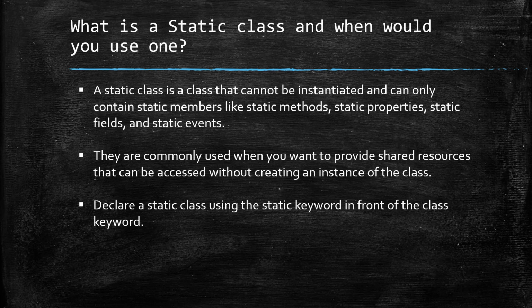What is a static class, and when would you use one? A static class is a class that cannot be instantiated and can only contain static members. They are commonly used when you want to provide shared resources that can be accessed without creating an instance of the class. Declare a static class using the static keyword in front of the class keyword.